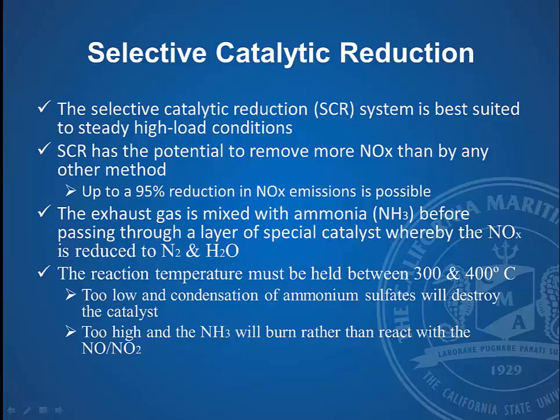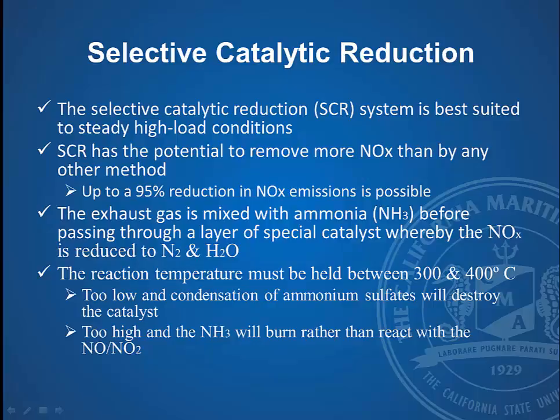Selective catalytic reduction system is best suited to high load conditions. Now, this is a reaction that takes place at fairly high temperatures. So if you slow the engine down, you're going to have to shut the SCR system off. And the SCR has the potential to remove more NOx than any other method. Up to 95% reduction in NOx emissions is possible with an SCR.